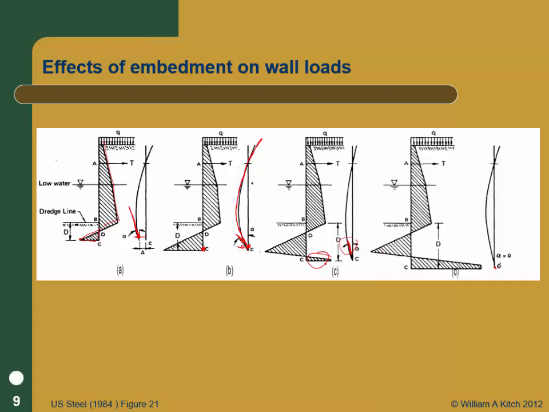And then eventually, if I go deep enough, I'll get to the point where I have a fixed point back here. There's no deflection there. There's no deflection at all back here, and I'm going to develop the full passive pressure on the backside. So as you can see, the actual solution of the problem is going to depend on how much embedment I have.